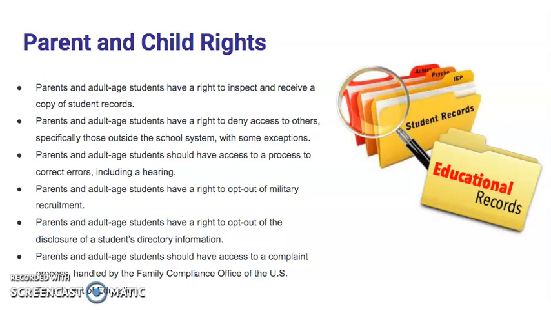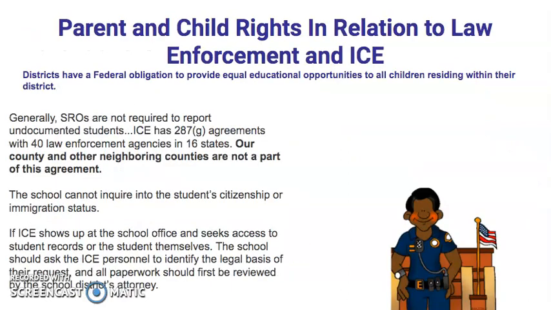Parents and adult-age students have a right to opt out of military recruitment. Parents and adult-age students have a right to opt out of the disclosure of a student's directory information. Parents and adult-age students should have access to a complaint process handled by the Family Compliance Office and the U.S. Department of Education.